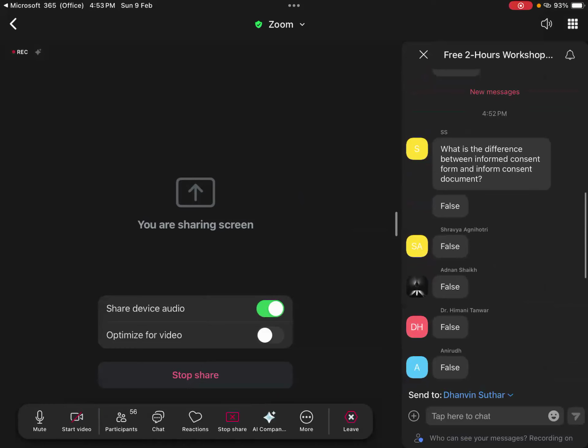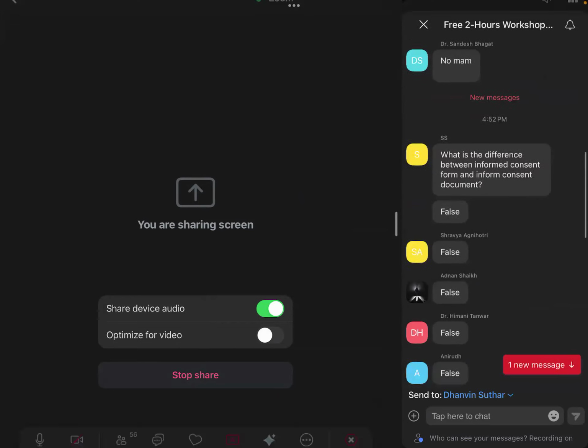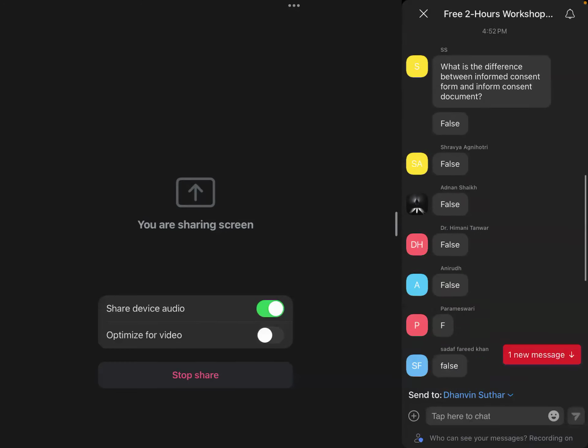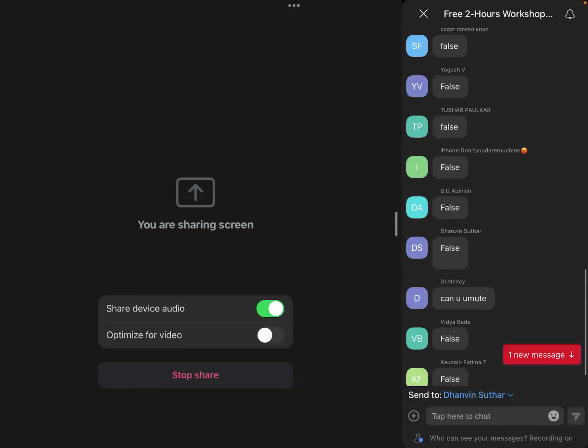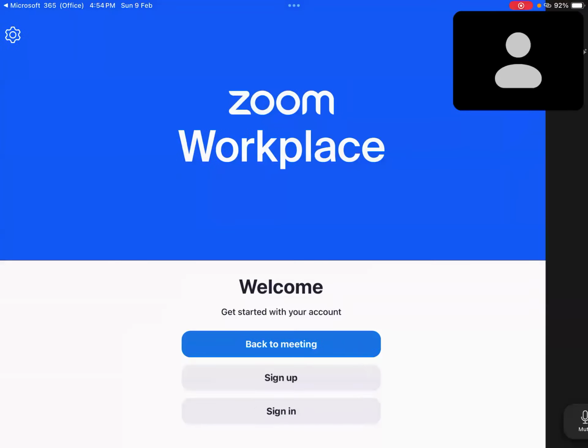What is the difference between informed consent form and informed consent document? No difference, dear. It's just their way to address it. The actual name is informed consent form, but it is just mentioned as a document. Okay, that's correct. Most people have taken it right.